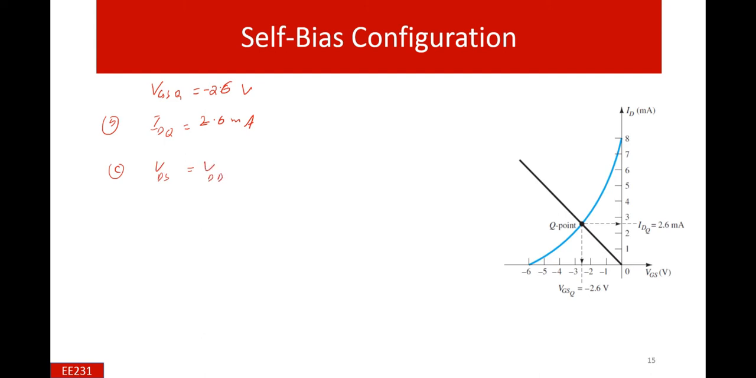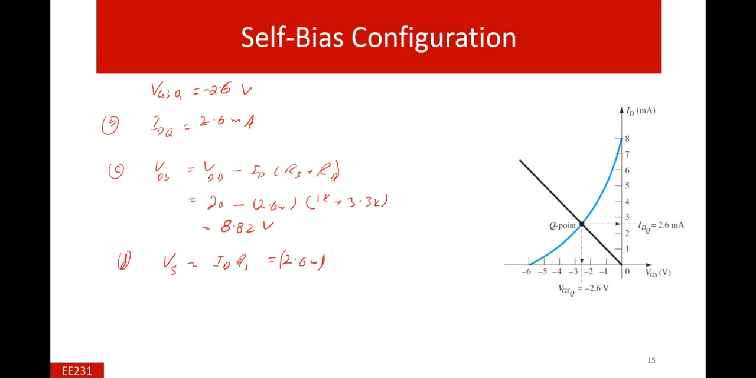We derived this relation many times: VDS is equal to VDD minus ID times RS plus RD. After substituting these values, which is 20 volt minus 2.6 milliampere times the 1 kilo plus 3.3 kilo, the value of VDS is equal to 8.82 volt. The value of VS is equal to ID RS, which is 2.6 milliampere times 1 kilo, equal to 2.6 volt.